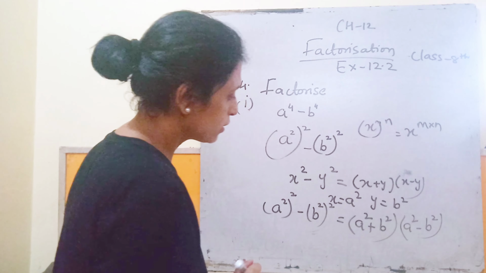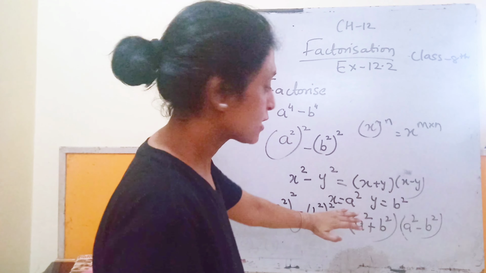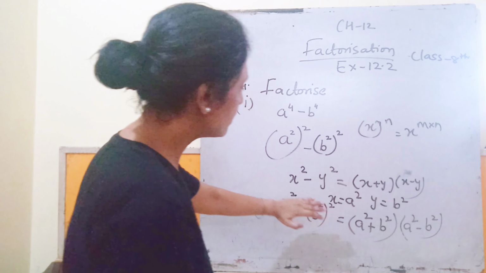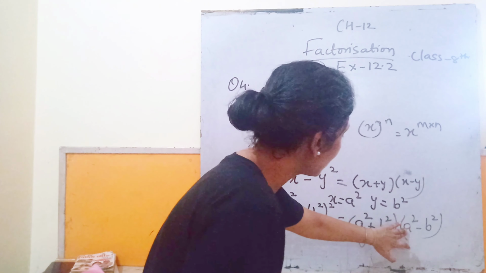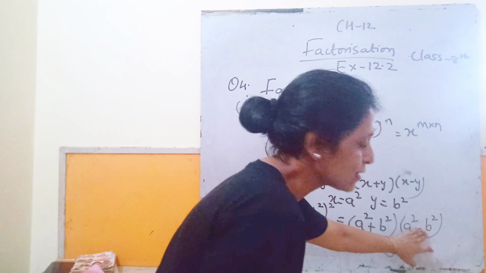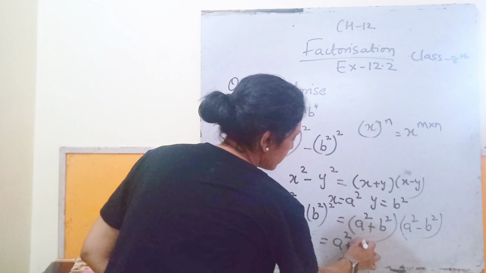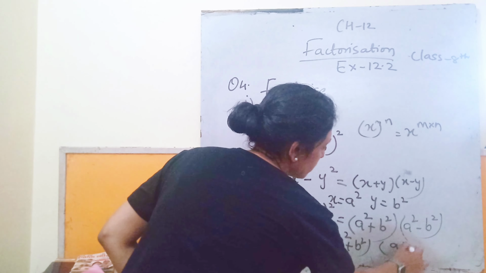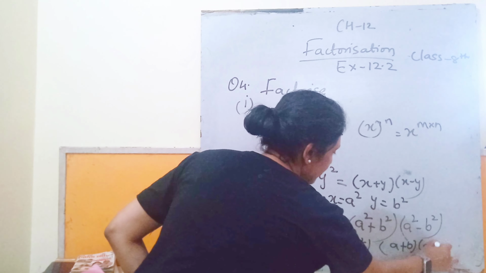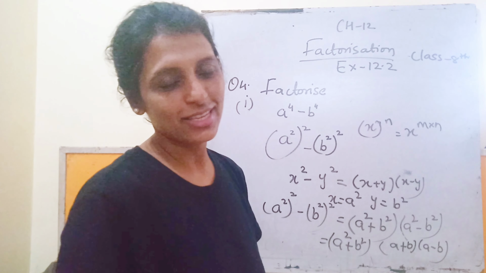Further, a square minus b square can be expanded again using the identity x square minus y square is equal to x plus y, x minus y. Here our x is a and our y is b. So the factorization of this expression will be a square plus b square, and a square minus b square will be a plus b, a minus b. This is the way we have to factorize this expression.